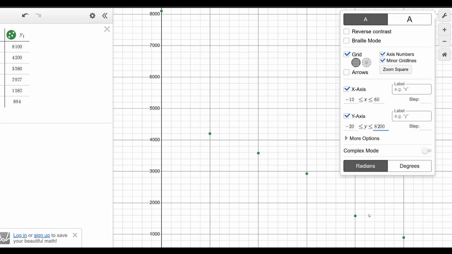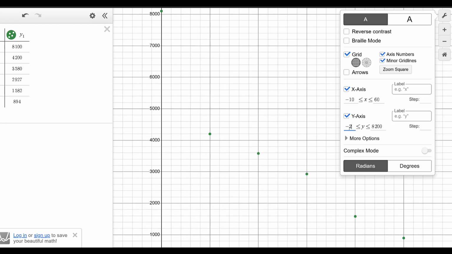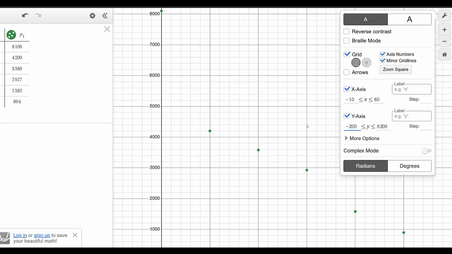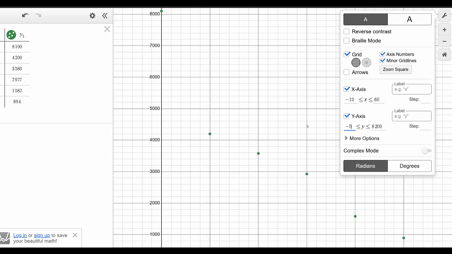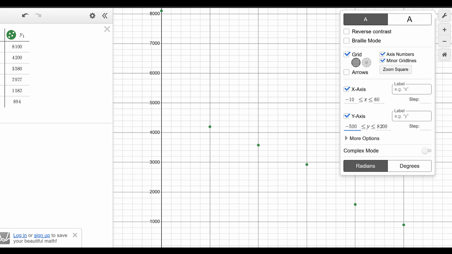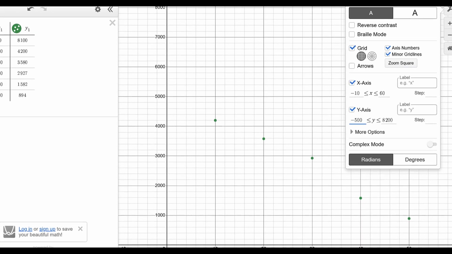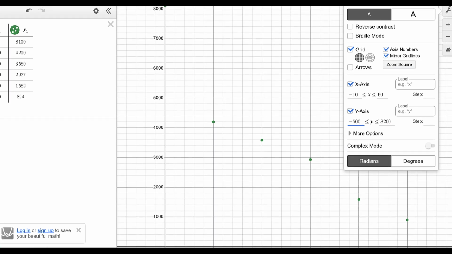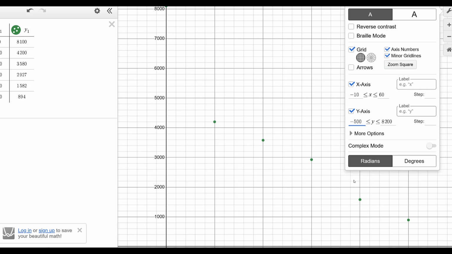In fact, I'm going to take and maybe make this -200, maybe -500. There, that gives me a little bit better picture. And I think you're starting to see, let me drag this down a little bit so you can kind of see the graph of what's happening. So let me just confirm these. 0, 8,100, 10, 4,200, 20, 3,580, 30, 2,927, 40, 1,582, and 50, 894.